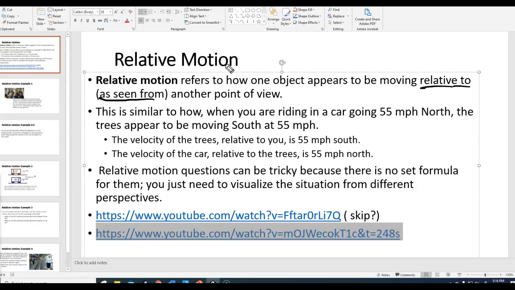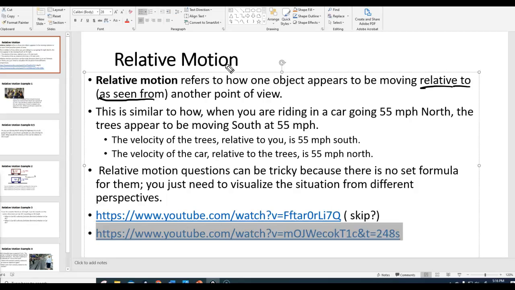If you're just standing off to the side of the road watching the trees, they're not moving, so the relative velocity would be 0. But if you're going 55 miles per hour north, the relative velocity of the same trees would be 55 miles per hour south. So something can look different from two different points of view, depending on where you're doing your measurements from.